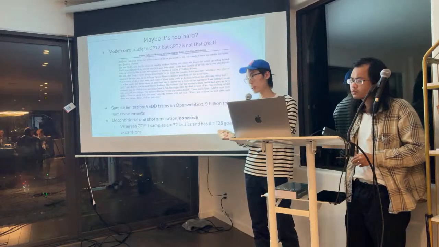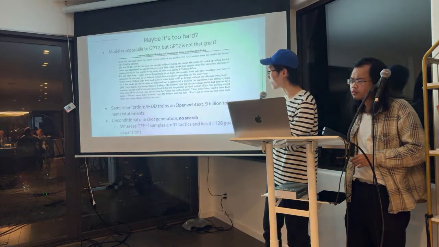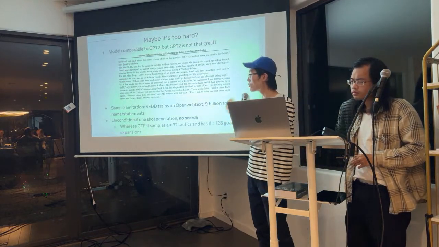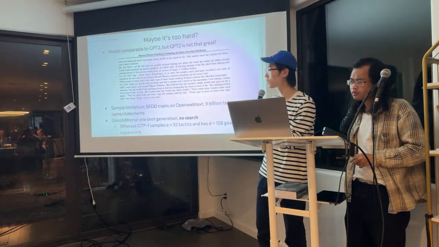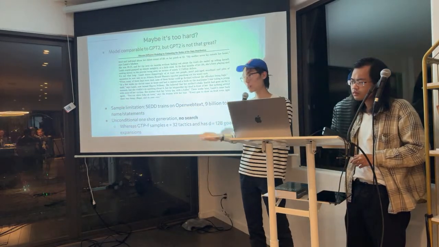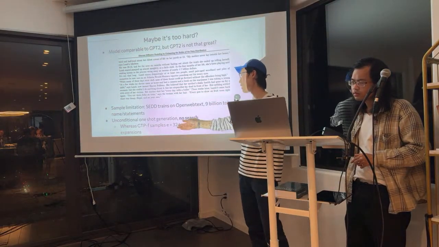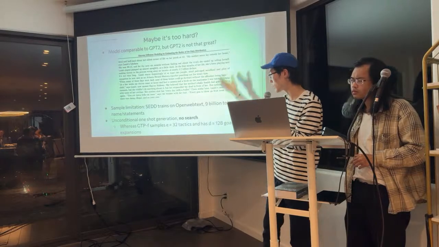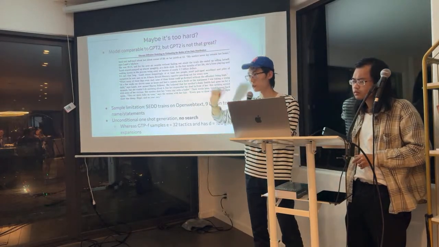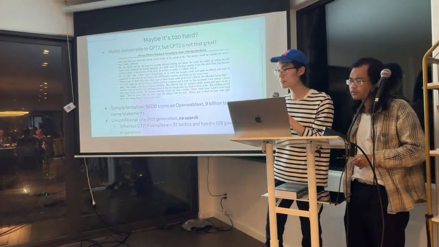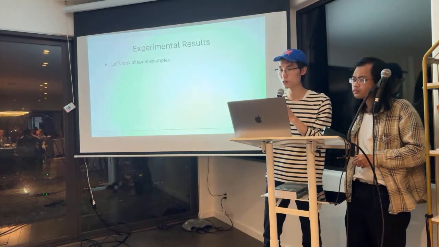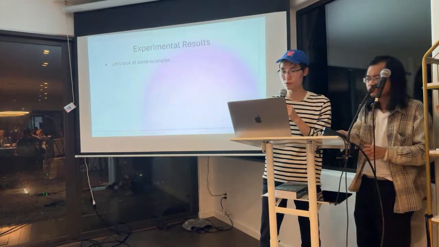Most importantly, in these theorem prover, theorem generation methods, they use search, whereas what we're doing in our experiment is unconditional one-shot generation. There's no notion of a tree. GPT-f, for example, does 32 tactics and a tree with 128 goal expansions. We're just doing it all in one go. So there is some context: does this even make sense? Is it even tractable? Let's take a look at the results.